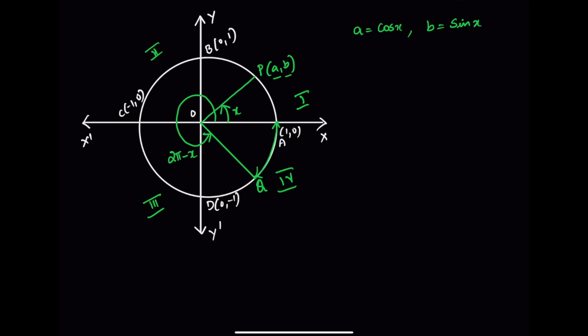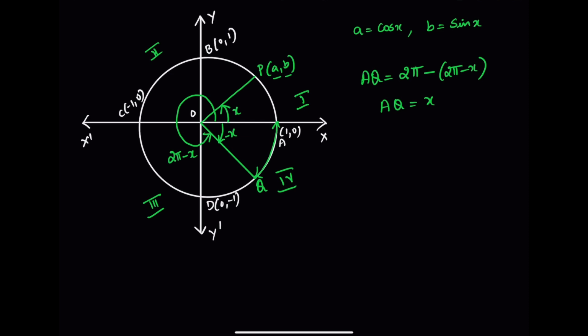So how do we find that out? If we subtract the arc formed by AQ from the entire circle, we would get the arc or the angle formed by the arc AQ. So AQ is equal to 2 pi, which is the entire angle in a circle, minus 2 pi minus x. So AQ would also be equal to x. So this angle is also equal to x, but the measurement is in opposite direction. So this is minus x.